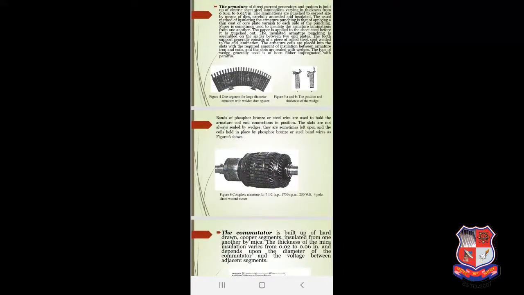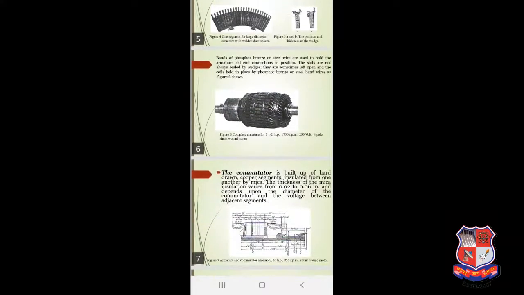Now bands of phosphor bronze or steel wire are used to hold the armature coils and connections in position. The slots are not always sealed by wedges. They are sometimes left open and the coils held in place by phosphor bronze or steel wire bands, as shown in the figure. So this is the figure of the armature.